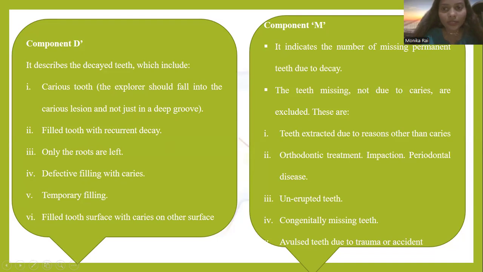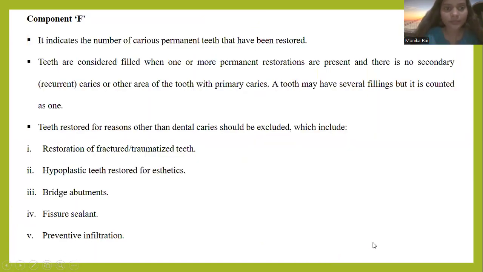In the M component, it indicates the number of missing teeth due to decay. The teeth missing not due to caries are excluded. These are extracted due to reasons other than caries, such as orthodontic treatment, impaction, periodontal disease, unerupted teeth, congenitally missing teeth, and avulsed teeth due to trauma or accident.